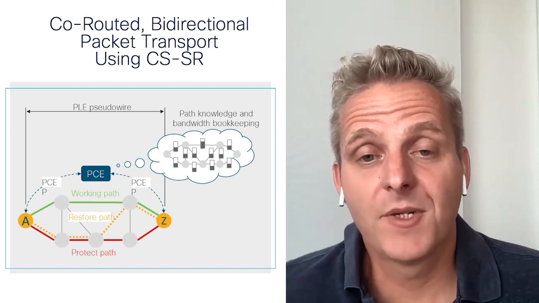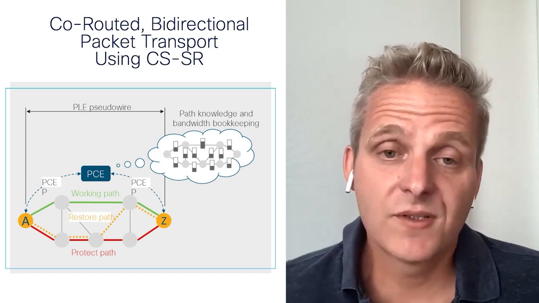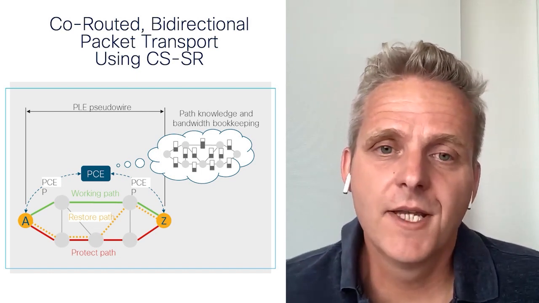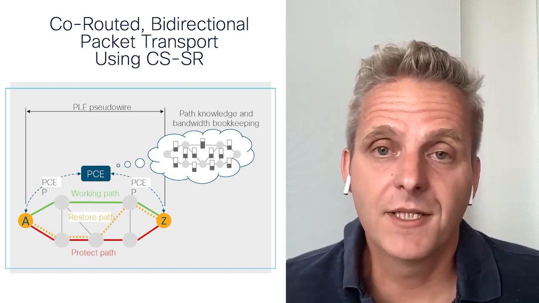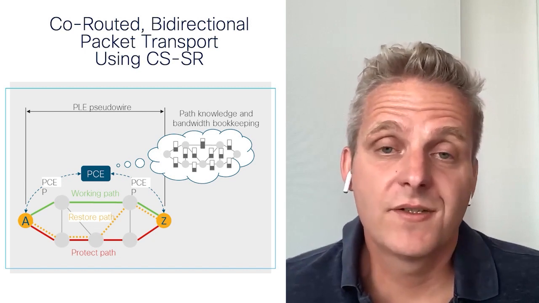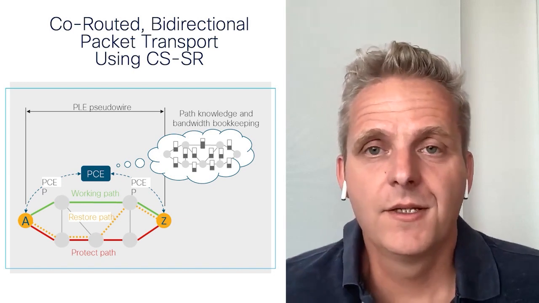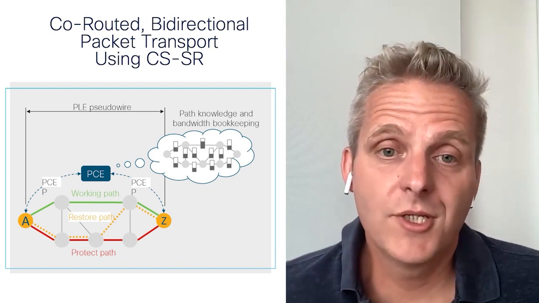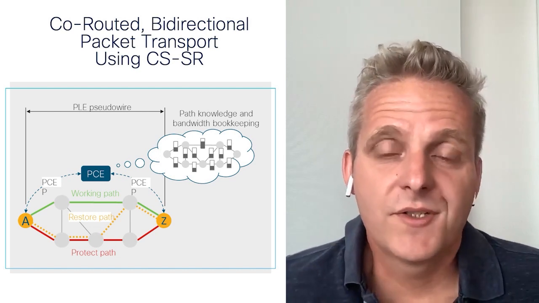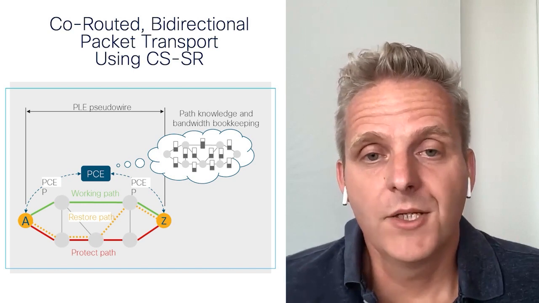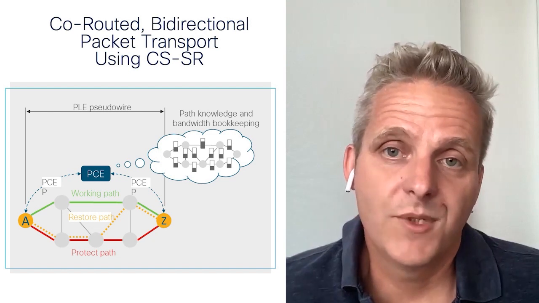How we do that in a segment routing based network is using circuit style segment routing. This concept, again, is being standardized in the IETF and is leveraging a centralized path computation element intelligence, so that essentially if the source and destination is asking, hey, can I have a co-routed bidirectional protected path? The path computation element is looking at the topology, looking at the bandwidth utilization, and is ensuring that the resources and the routing requirements are satisfied for our PLE pseudo-wire that we are establishing between the ingress and the egress node.